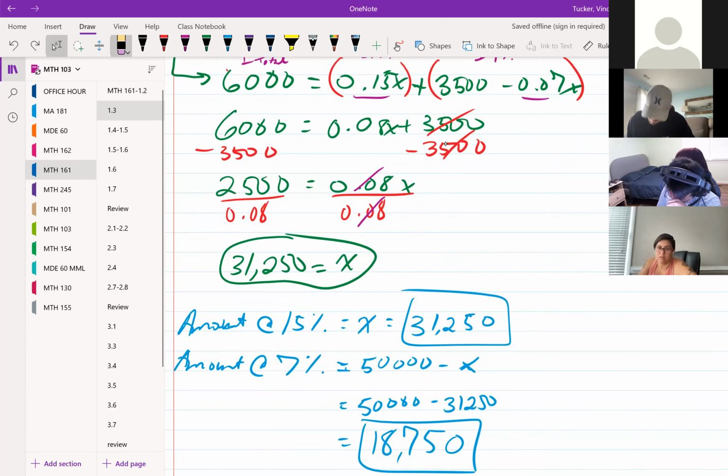So like she mentioned, 31,250 is our X that was assigned to the 15% account. Then subtract that from 50,000, and that will be what's in our 7%, which is 18,750. So now remember, I said that you could have reversed it, could have called the 7% X and the 15% 50,000 minus X. What would have happened is you would have got these answers in reverse order. You would have got 18,750 first, and then when you subtract that from 50,000, you would have got the 31,250. So either way, you'll get the same two numbers, you just find them in different order.